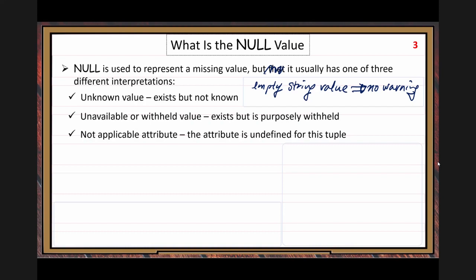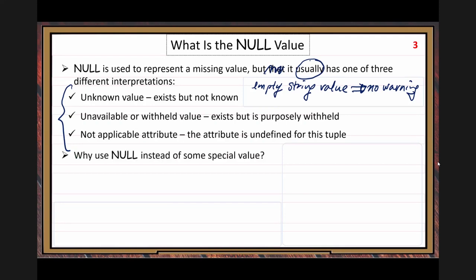So typically, these are three different interpretations, but definitely you have other interpretations than these three. These three just give you relatively more common cases. Definitely you can have other special cases, so you need to put the null value.